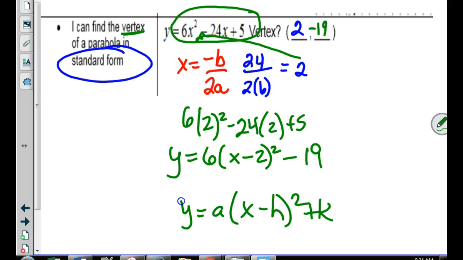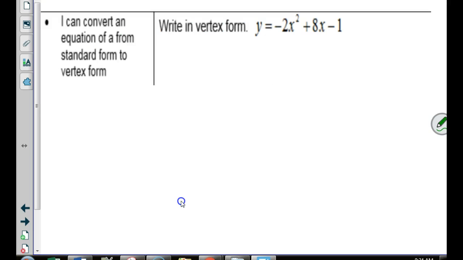Any questions? So this one, it says convert. So can you do this one on your own real fast? Do the same thing we just did.